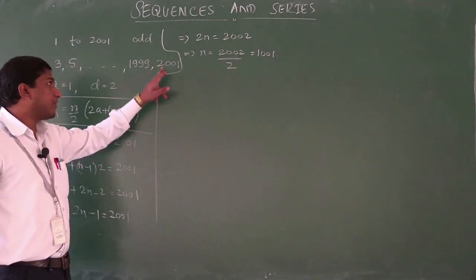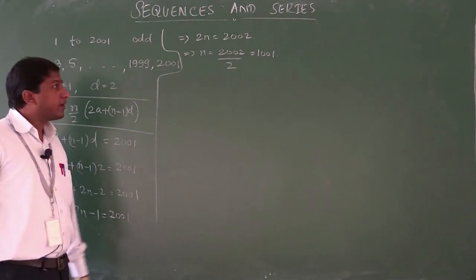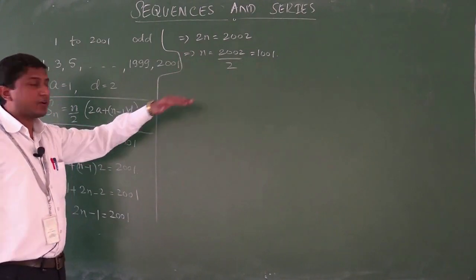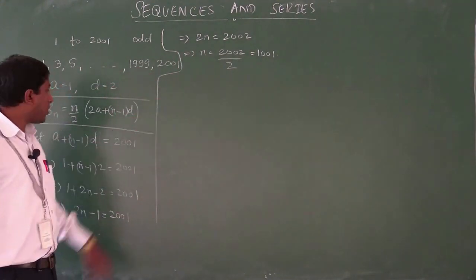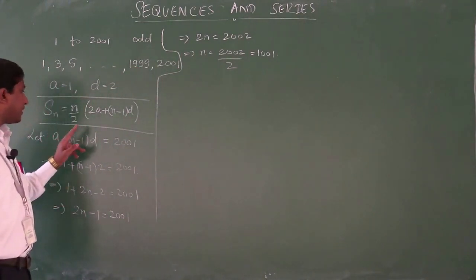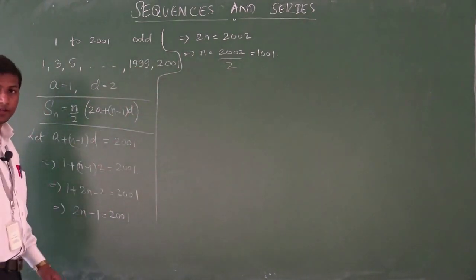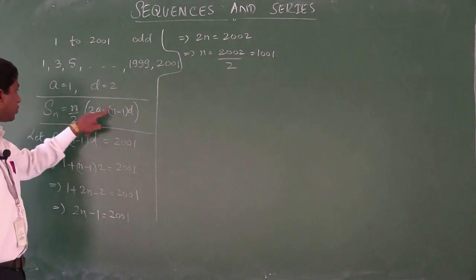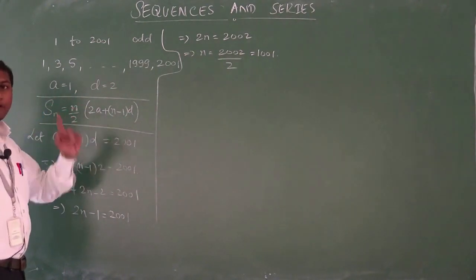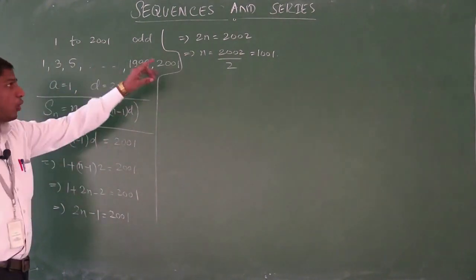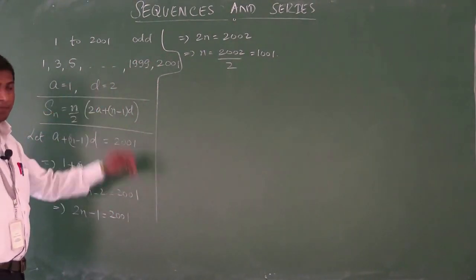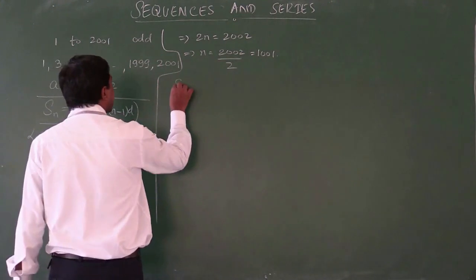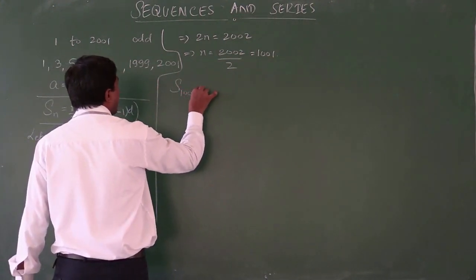So what is the meaning of that? 2001 is the 1001st term of this particular AP. Now that we have got all three values, a value, d value as well as n value, we will substitute all those three here and then find out the sum of 1001 terms of this AP. Okay, so what is S1001 equal to?